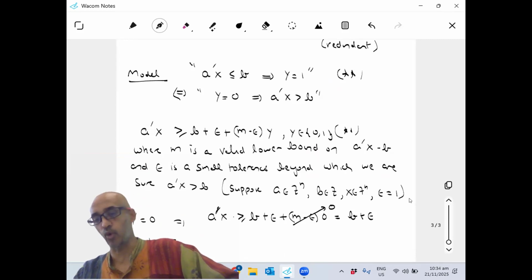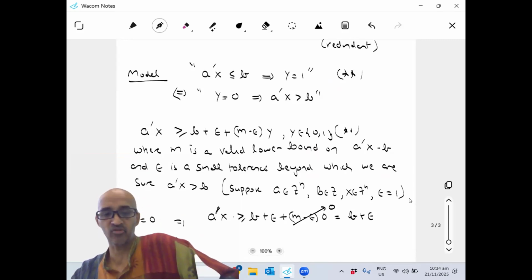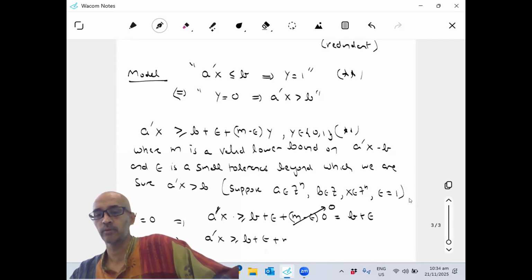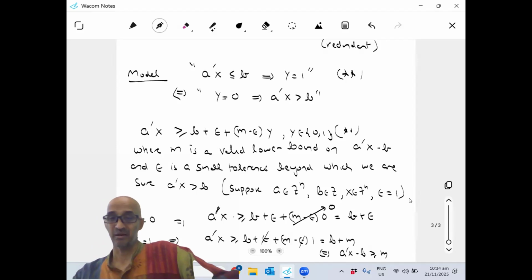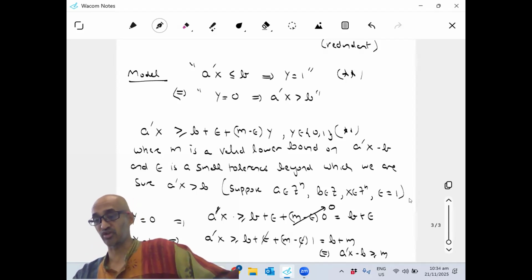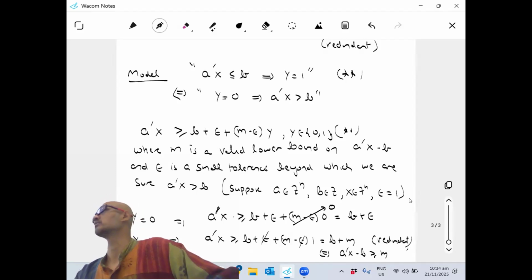And when y is 1, I want something redundant. What happens when y is 1? A transpose X is greater than or equal to B plus epsilon plus M minus epsilon times 1. Epsilon and epsilon will cancel. I'll be left with B plus M. So this is the same thing as saying A transpose X minus B is greater than or equal to M, but that's already a valid lower bound. So this constraint is redundant. I'm not adding any new information basically.